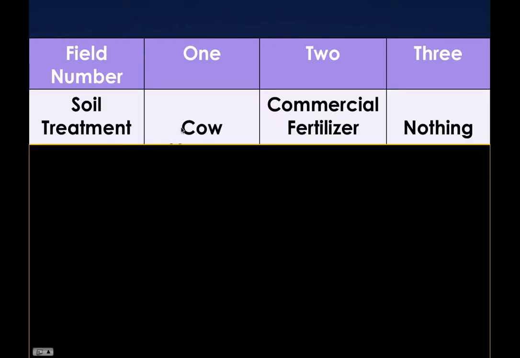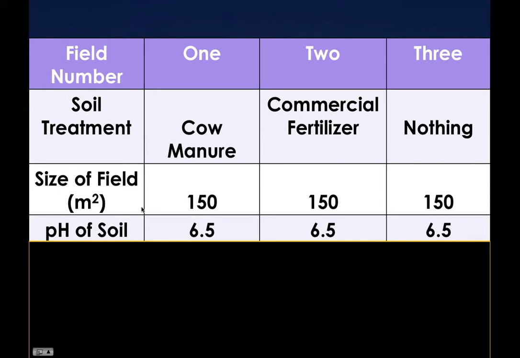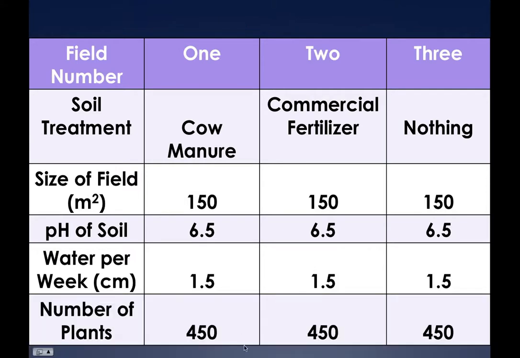So they had 3 different fields to work with, field 1, 2, and 3. And in field 1, they used the cow manure. Second field, the fertilizer. And in field 3, they used nothing. The size of the fields were all the same, 150 square meters. The pH of the soil was slightly acidic at 6.5, so they tested that. And they gave it about 3/4 inch of rain, 1.5 centimeters a week, to make sure that they grew well. And last but not least, they also used the same number of plants.